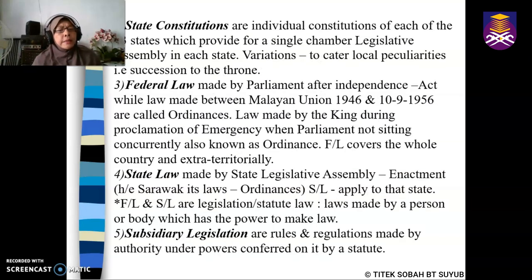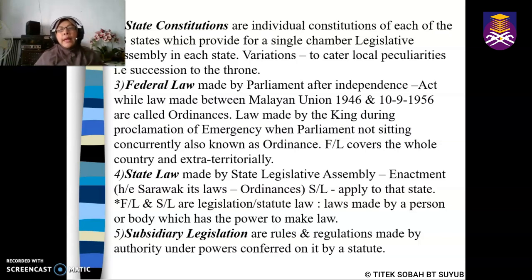Okay, now let us have a look at the state constitution. Just now we discussed the federal constitution, which covers the structure of the government and also the rights of the citizens inside Malaysia. For the state constitution, we have 13 states, right? Every state has its own constitution, and this constitution only governs that state alone.